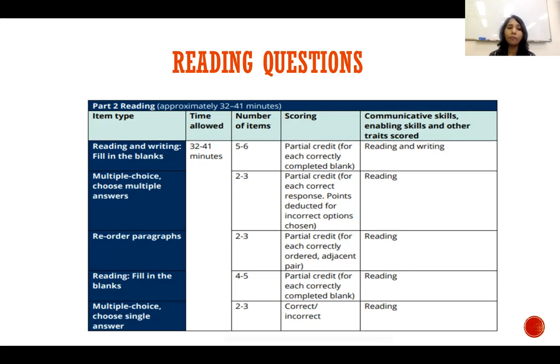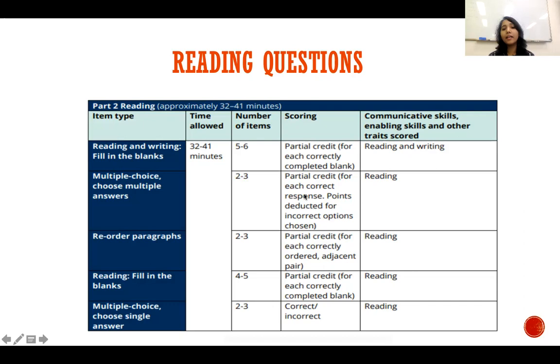to choose from. As the name suggests, there are multiple choices and multiple answers. That means there's more than one correct answer. Every time you choose a right answer, you get a point towards your reading. There's no transfer for this question type. That means it gives you points to reading, but that's all. It doesn't give you points anywhere else.